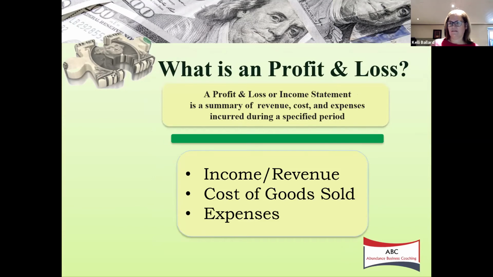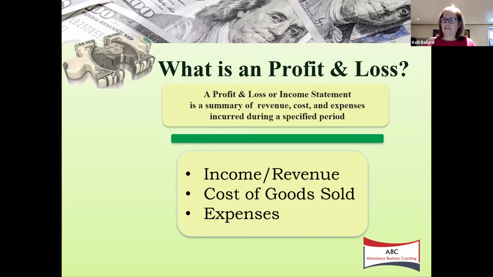Profit and loss. Hopefully more profit than loss. Your income statement is a summary of the revenue, cost, and expenses incurred during a specific time period. As we said earlier, you can run a profit and loss for a day, a week, a month, a year, a quarter, whatever it is that you're looking at and analyzing it for. So this is all of your income, your cost of goods sold, and then your expenses.